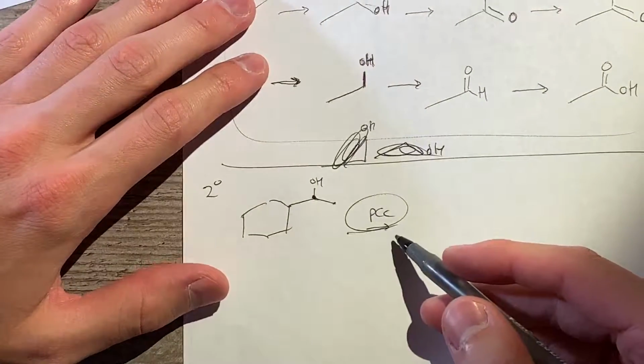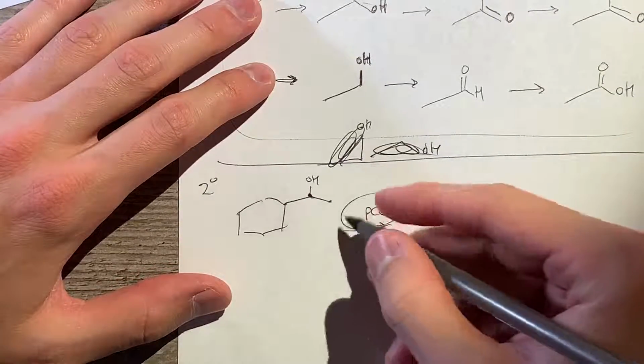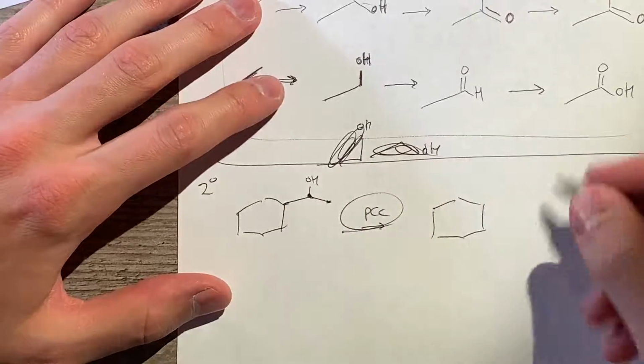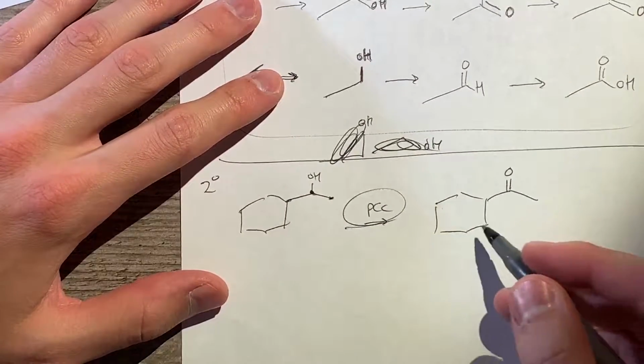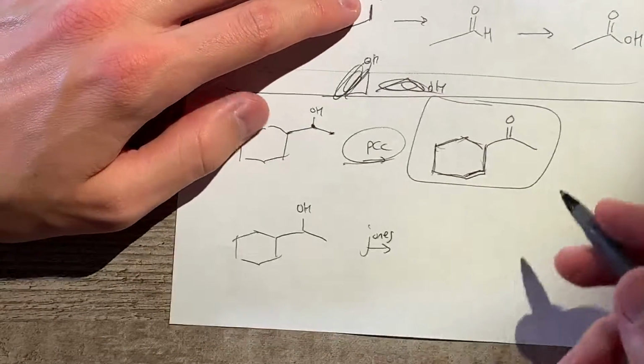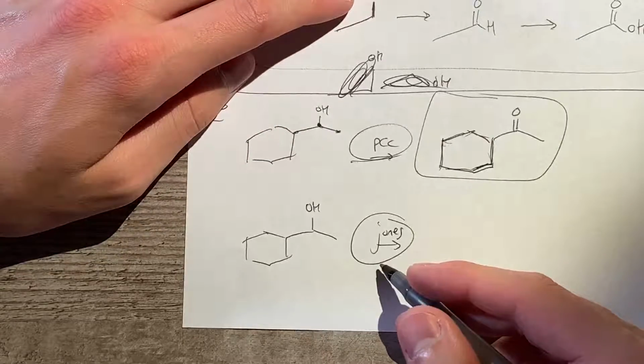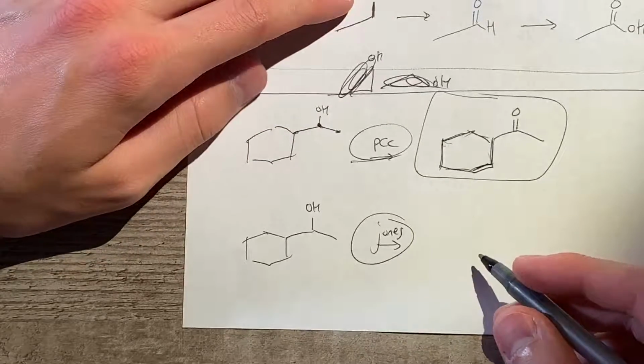So PCC, weak oxidizer, that means we would be going to an aldehyde, right? Except, we've got a carbon here and a carbon there, so we're actually going to form the ketone. So that's straight up right there. Got your ketone. Number 3, you have Jones. So this is a strong oxidizer, so it would normally take a primary alcohol to a carboxylic acid.